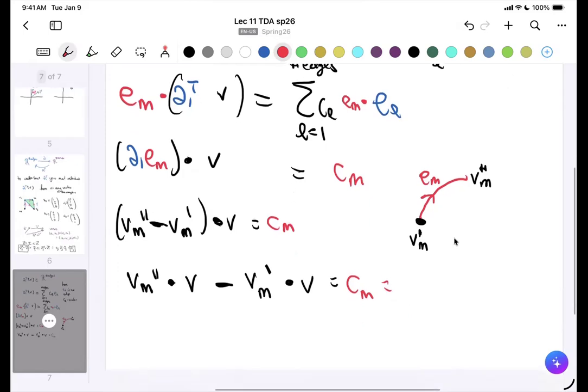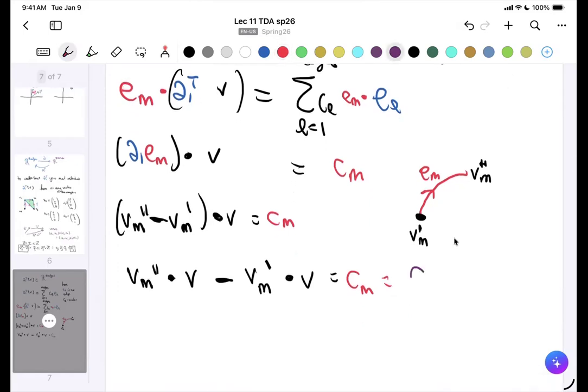I'm almost done. I'll just finish writing this out, and then next time we'll use this for something interesting. So this is zero if all three vertices are distinct, so if V, Vm prime, and Vm double prime are distinct.